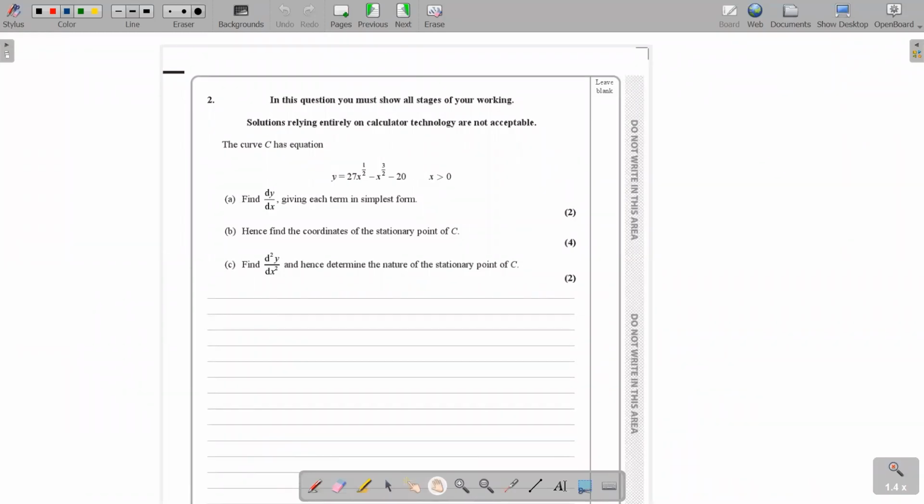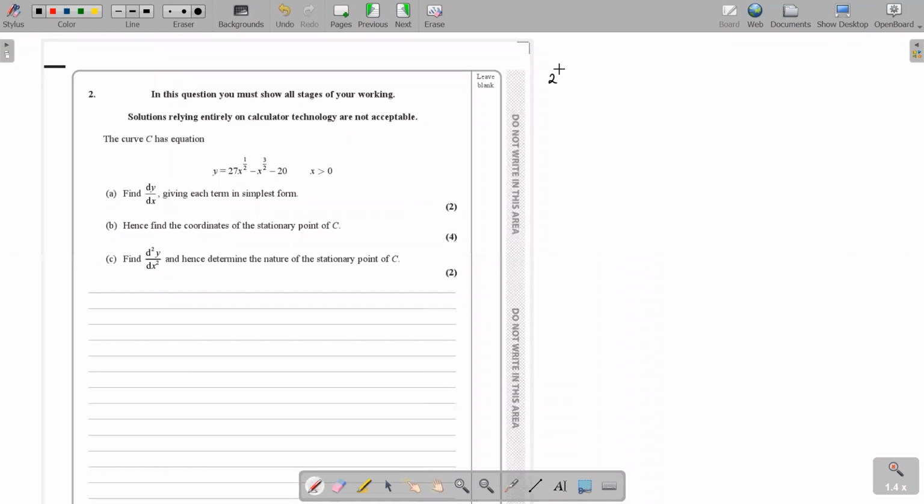Question number 2. They say in this question, you must show all stages of your working. Solutions relying entirely on calculator technology are not acceptable. So basically, every stage of your working must be clearly shown. Okay, so let's do this. The curve C has equation y equals 27 x to the power half minus x to the power 3 over 2 minus 20. Part A, find dy by dx, giving each term in simplest form.